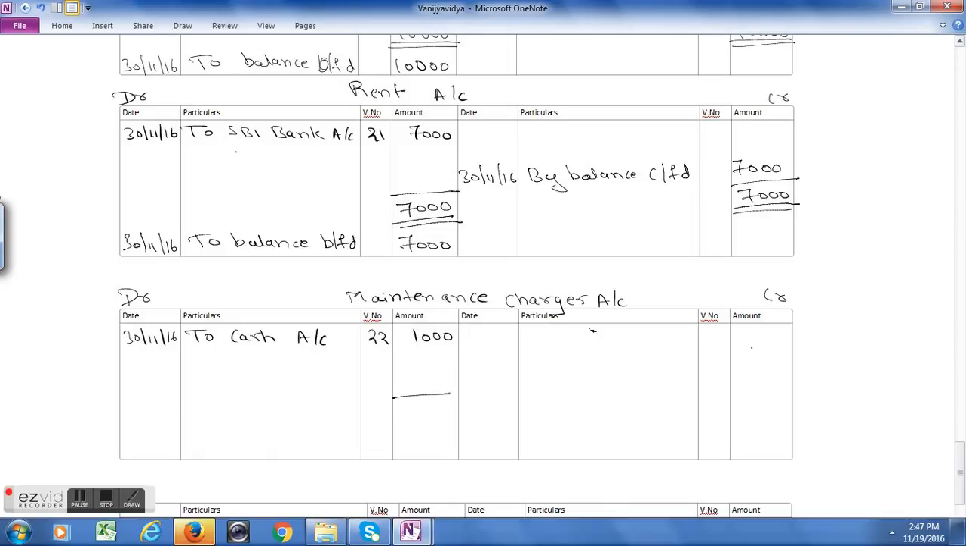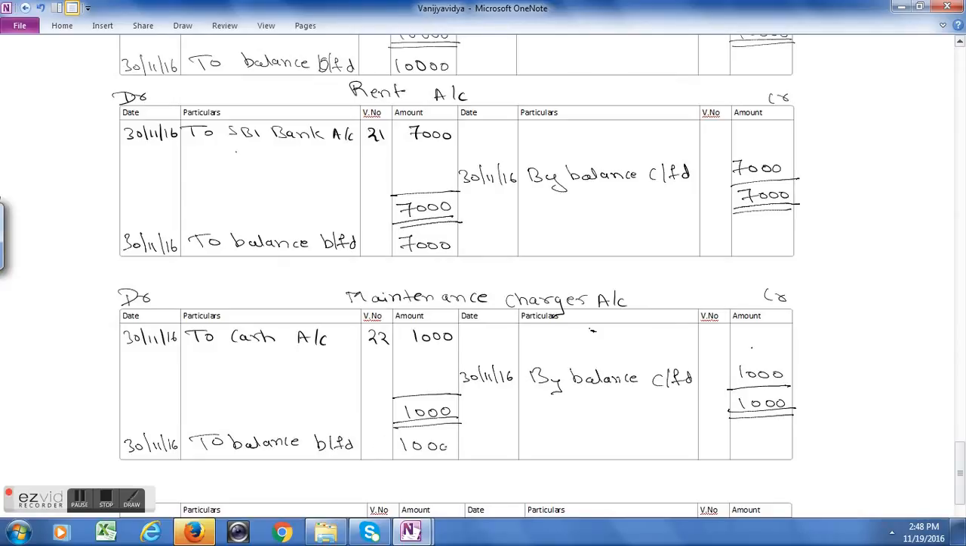Okay, the same thing for maintenance charges. Debit total is 1,000. There are no credit entries, so both sides we will write 1,000. Now 30th 11 2016 by balance carry forward 1,000, to balance brought forward 1,000.